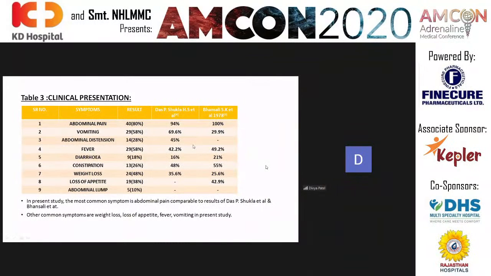Clinical presentation. Patients present with various symptoms, the most common being abdominal pain, followed by vomiting, abdominal distension, fever, diarrhea, constipation, weight loss, loss of appetite, and abdominal lump. In the present study, the most common symptom is abdominal pain, which is comparable to the results of Das P., Shukla and colleagues, and Bansali and colleagues. Next.